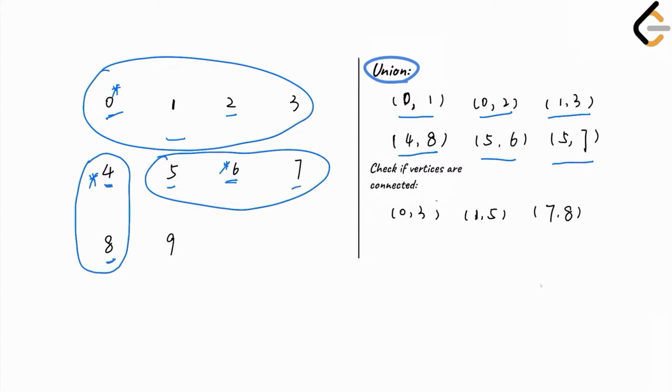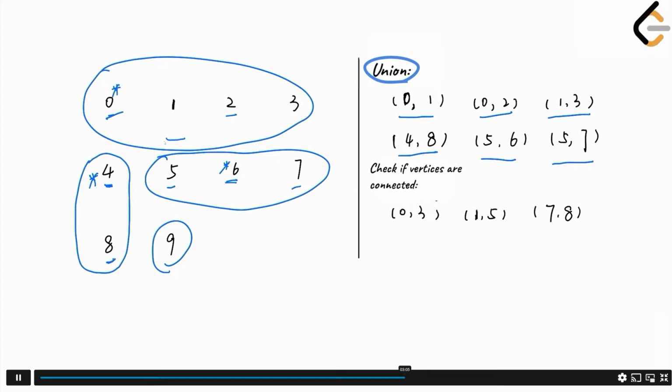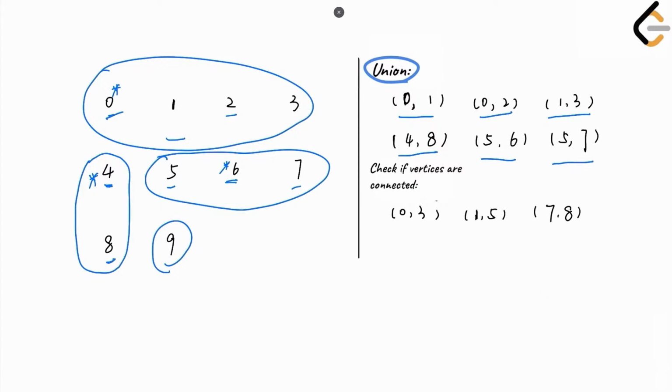If we want to find the head of 9, since it's an isolated node, the head of it is simply itself. In a way, we can say 9 is in a set by itself, so therefore the head of 9 is 9 itself. After the union operations, we have connected all the vertices. Now we are ready to check whether the given two vertices are connected or not. In other words, we are checking if two vertices are in the same set.